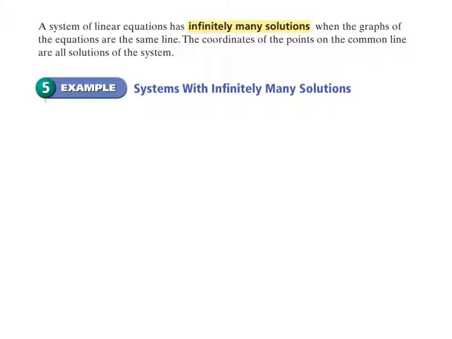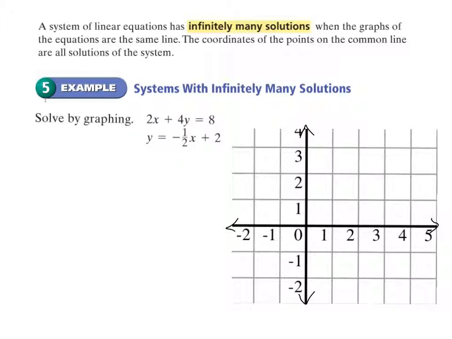So let's do an example. An example would be example 5, systems with infinitely many solutions. Solve by graphing. 2x plus 4y equals 8, and y equals -1/2 x plus 2. If I graph these, the first one, I'm going to graph using intercepts. So to find the x-intercept, I plug in 0 for y. My x-intercept would be what? 2x equals 8, which means my x-intercept is 4. My y-intercept is what?